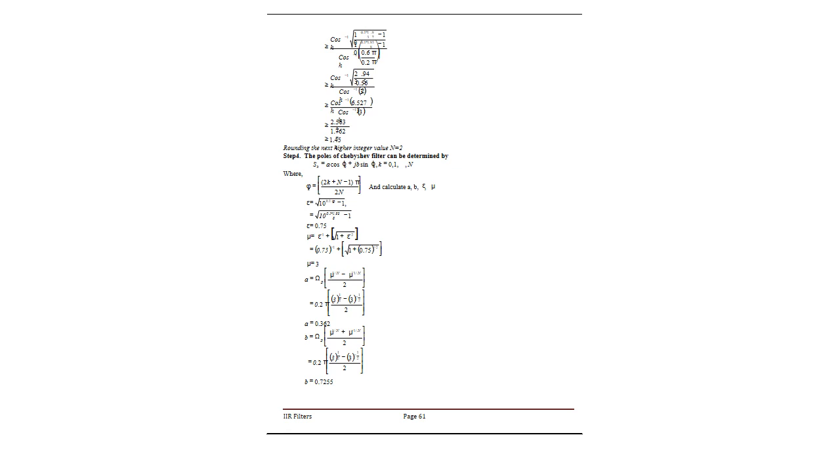For finding the epsilon value, we use the root of 10 to the power of 0.1 alpha p minus 1. Substituting the values, we get the epsilon value. Next, the mu value: epsilon inverse plus root of 1 plus epsilon to the power minus 2. So we will get the mu value. A is equal to omega p into (mu power 1 by N minus mu power minus 1 by N) by 2, so we get the A value. B is equal to omega p into (mu power 1 by N plus mu power minus 1 by N) by 2, so we get the B value.